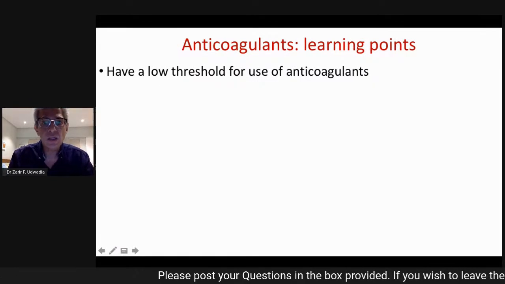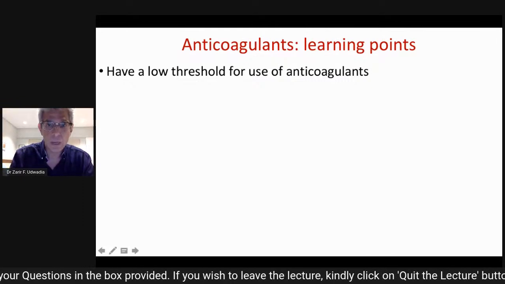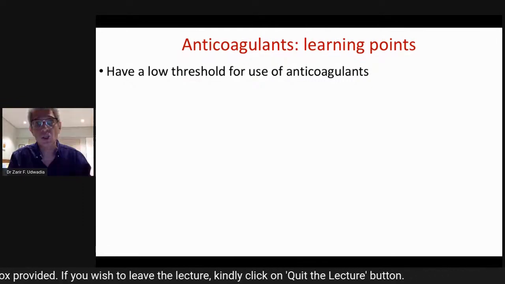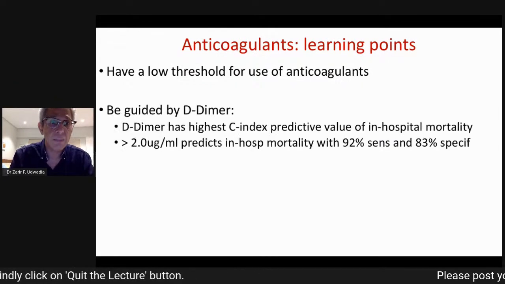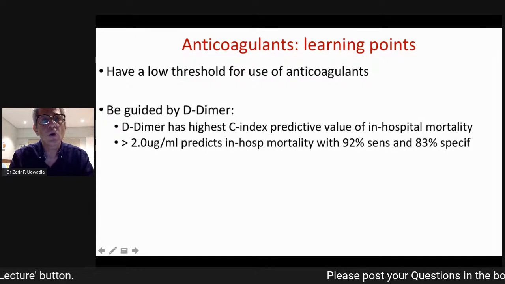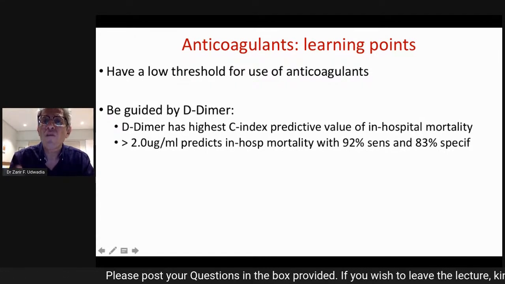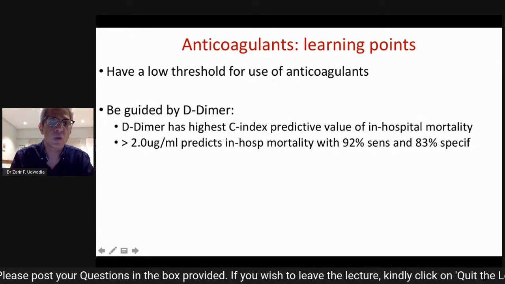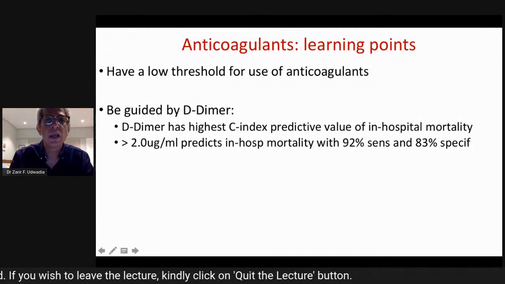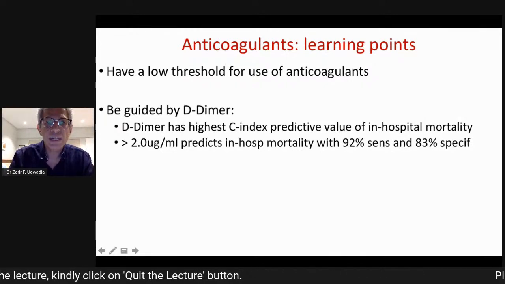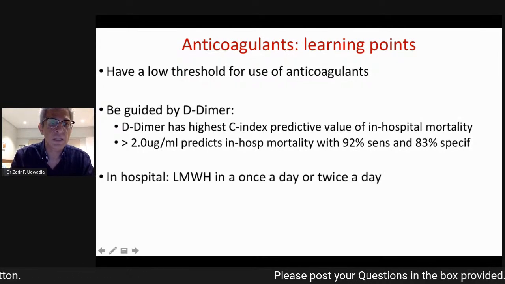As far as anticoagulants, if I could put up a learning slide, have a low threshold for use of anticoagulants. At home as well, I would say, if someone is obese or has other risk factors for DVT and PE, I would certainly recommend it, but be guided perhaps by your D-dimer, which has the highest C-index predictive value of any in-hospital mortality tool. And if you are more than 2 on your initial, or more than 2,000 in some labs, in your D-dimer, it will predict in-hospital mortality with pretty considerable and scary sensitivity and specificity.